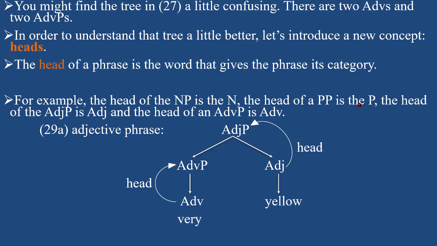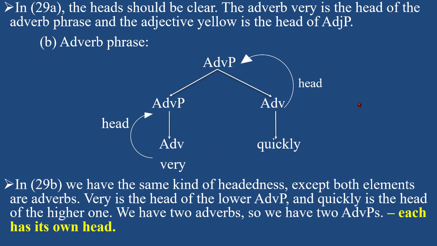So when we have the one that is a head, we don't use phrase, not like on the left. On the left we have AdvP, so we have phrase, but on the right we have just Adj because yellow is the head, so we don't use phrase. The phrase is the big adjective one on the top, that is the big category. So in 29a, the heads should be clear.